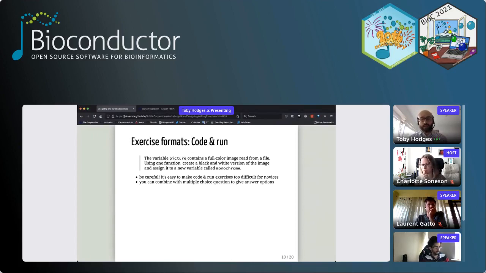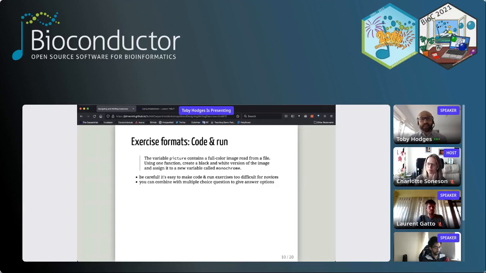I think the reason that I've included this so high up the list is because I want to really strongly encourage you to be careful about choosing this as an exercise format. For any lesson that is designed to be taught to novices, to people who are really just getting to grips with Bioconductor or perhaps with R itself as a language, it's really, really easy to make these kinds of code and run exercises too difficult for those novices.